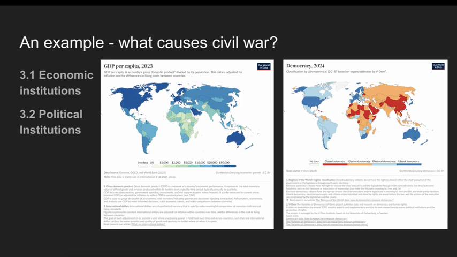Democracies tend to not have civil wars. So again, if we're thinking about the causes of civil war from a structural perspective, we're looking at countries and the economic and the political characteristics that they have. And that is how we would explain civil war with the three theories of comparative politics.